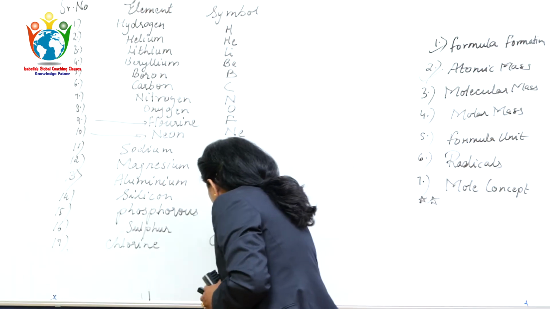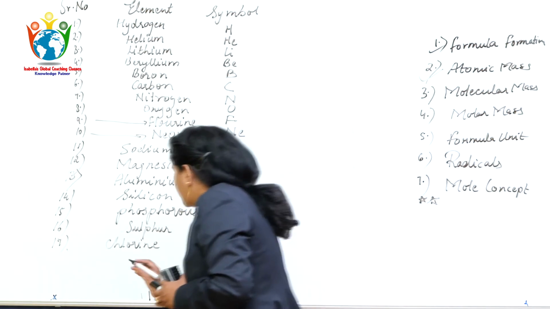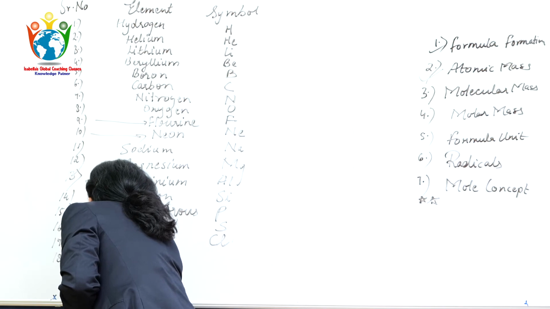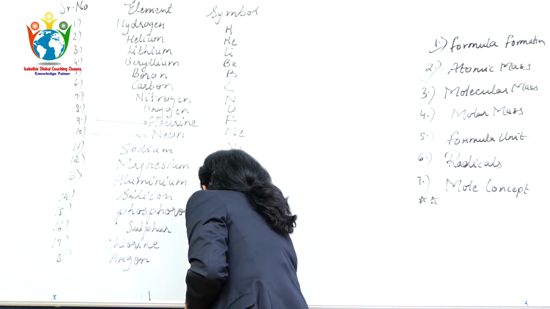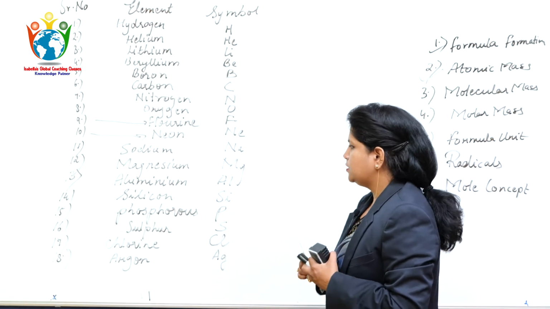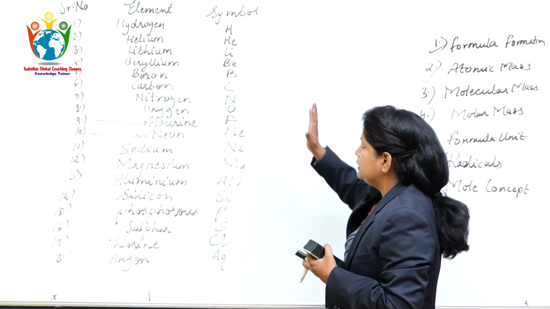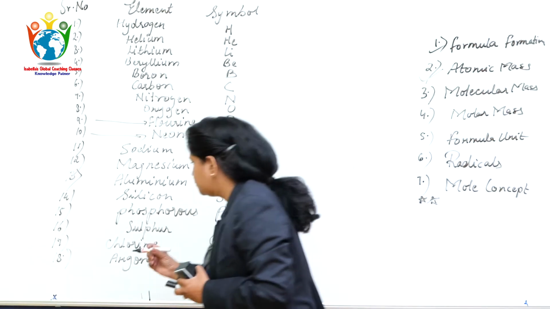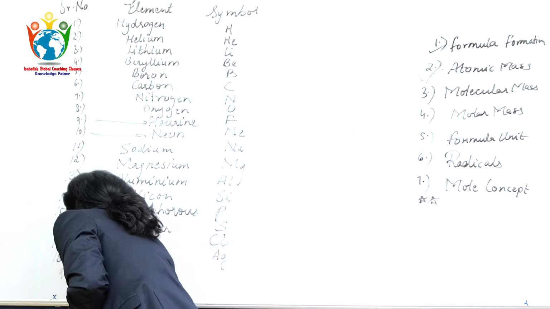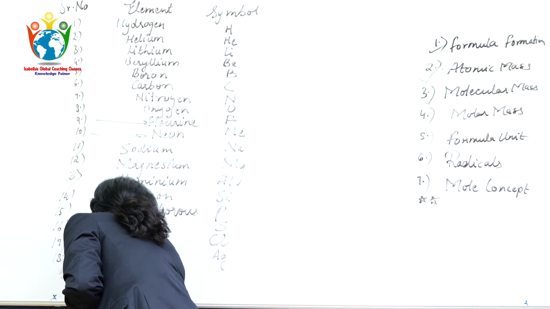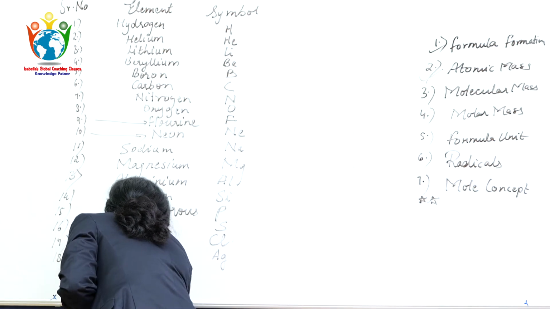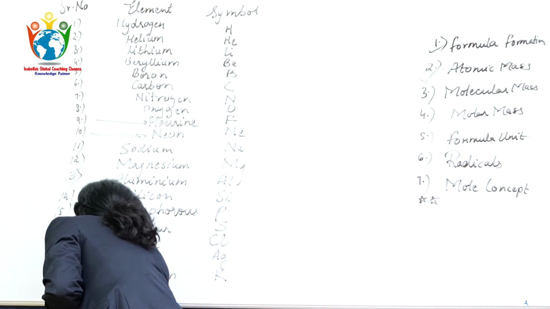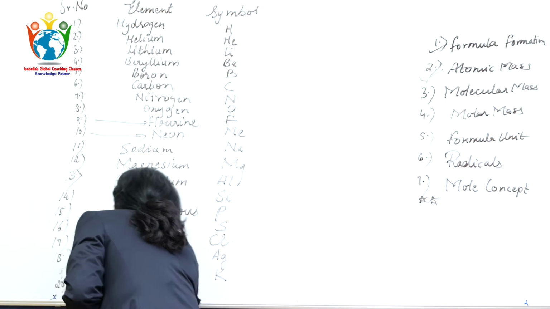Okay. 18 is your argon, Ar. If you go to your 9th standard, the 4th chapter, in the textbook it is written only till 18, but you need to learn till 20. 19 is your potassium, K. Finally, but not the least, we got calcium. Finally, we completed till 20.